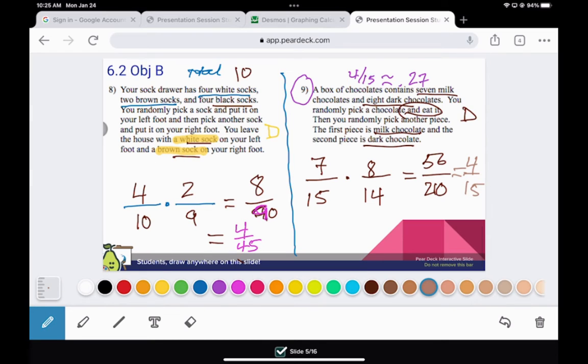How did I get 15? 15 is the total, right? And here I have 7 milk chocolate and 8 chocolate, so that's the total. So I add everything that I had together. That gives me the total. Same thing with number 9. I add all the types of socks I have together, and I have 10 of them. So in here I have 15 chocolates.